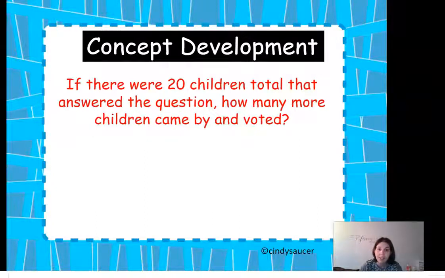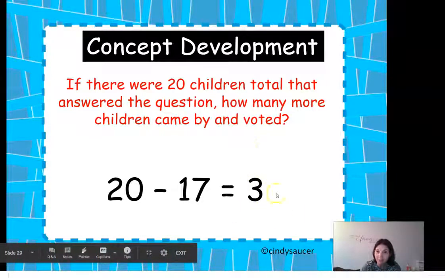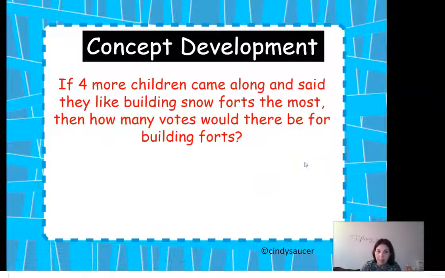Let's look at this one. If there were 20 children total that answered the question, how many more children came by and voted? So before we had how many? 17. And now there's 20. What do we need to do? To subtract, 20 minus 17 equals, we could count up. We could say 17, 18, 19, 20. That's 2 ways we could do it, and our answer would be the same, 3.